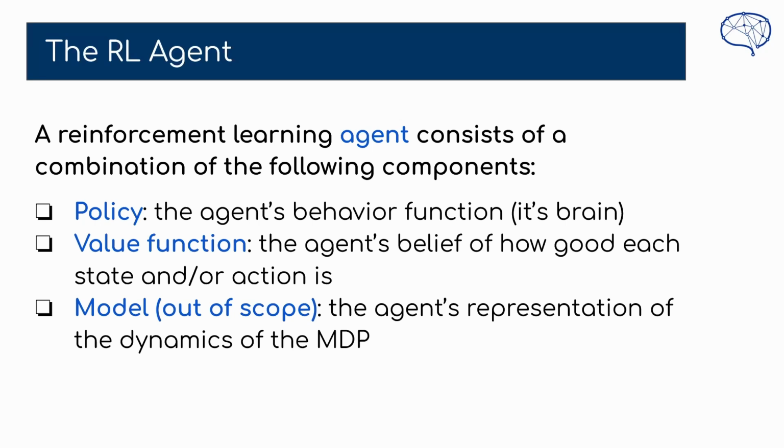And specifically in Markov decision processes, or MDPs, this is an agent's belief of how good each state or each state action pair is. So it's kind of like how good of a spot am I in right now, or in this state.